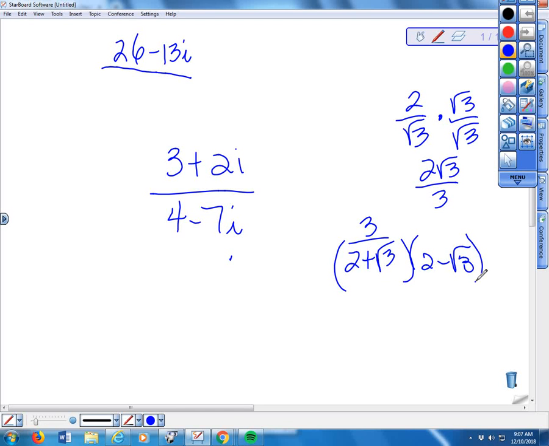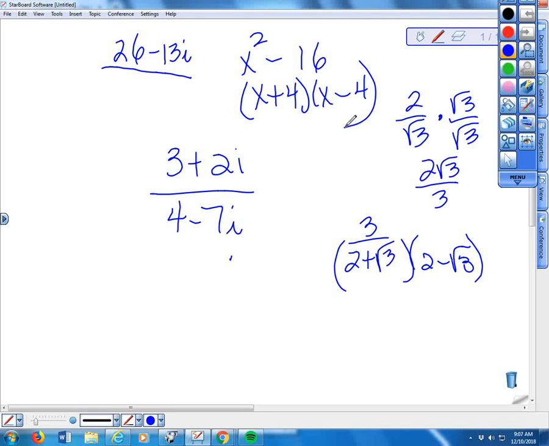Okay. As an example, this is x plus 4, x minus 4, right? If I FOIL this, I get x squared minus 4x plus 4x. Minus 4x plus 4x cancels. There's no x term. Okay?